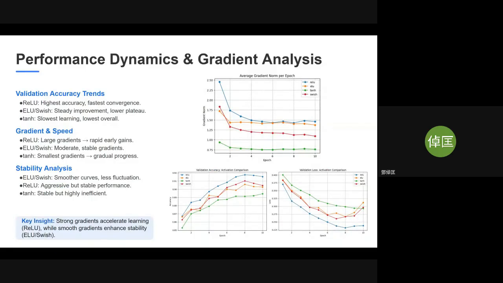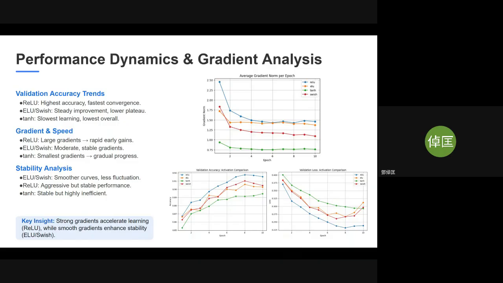And here we can see that tanh is probably so weak because, looking at the average gradient norm per epoch, the gradients are very low. So it learns very slowly compared to the other algorithms. You can see that ReLU performs the best here, with the validation loss and also validation accuracy, while ELU and Swish are somewhere in the middle, and tanh is the worst.